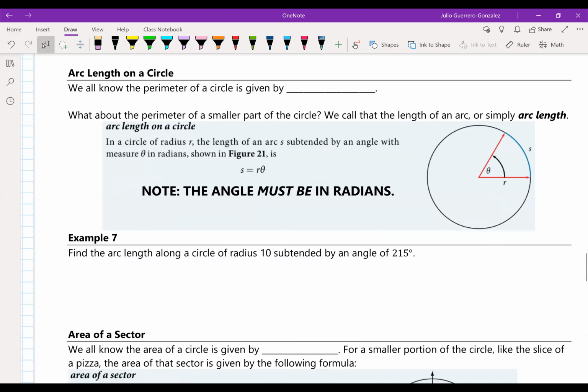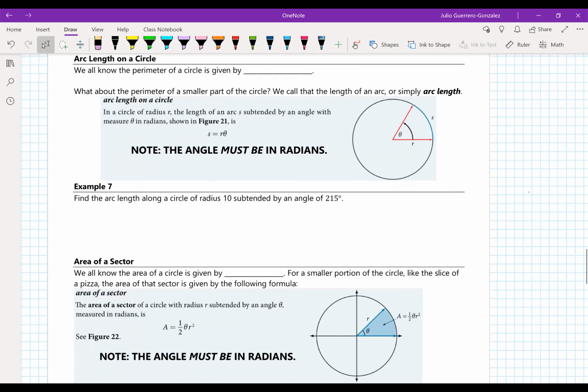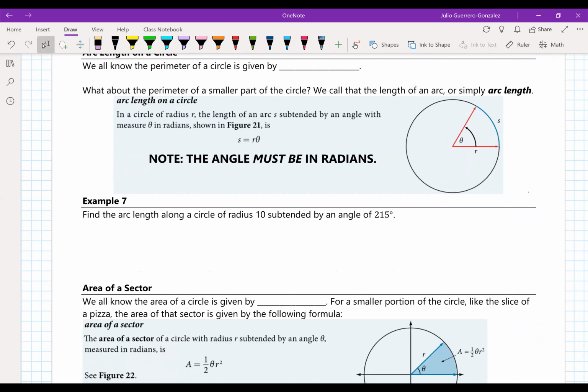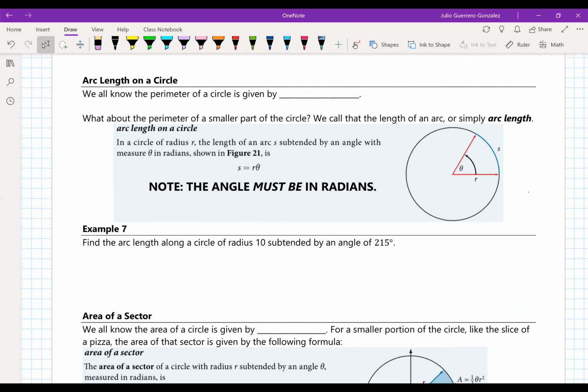Okay. Two formulas I want to show you guys for today. The first one is the arc length and the other is the area of a sector. So how do we find, do you guys know the formula for the perimeter of a circle, or the circumference of a circle? Pi r squared, or is it pi d? Or no, it's one of those. You're close.